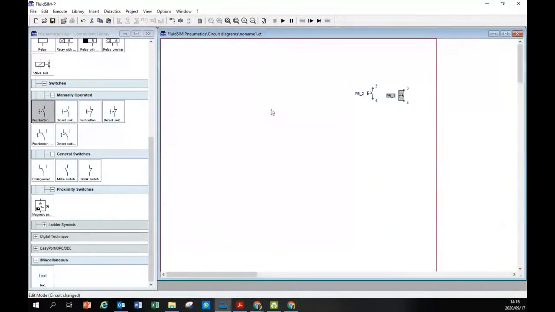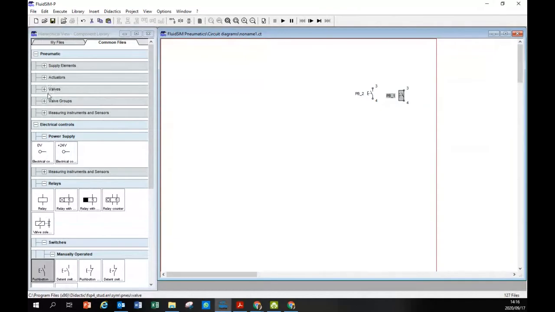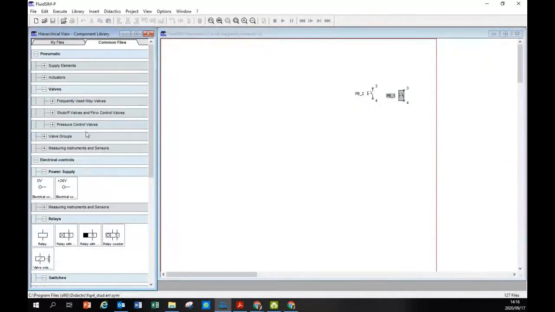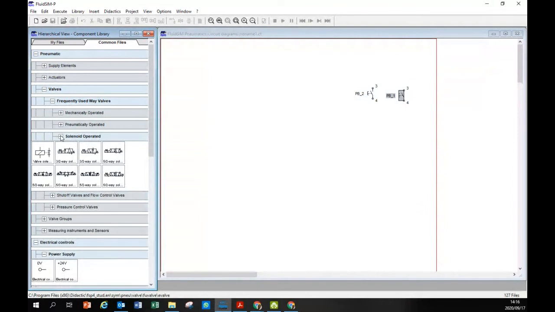We're dealing with electrical. Don't even open the other valves. We're dealing with valves, you see, under valves. We're dealing with solenoid. These are electrical valves. Under frequently used valves, they are mechanical, pneumatic, solenoid. We strictly deal with solenoid. Strictly. Not even by mistake, guys. Don't dare put any other type of valve. Solenoid. All you use, you find them this side. Simple.